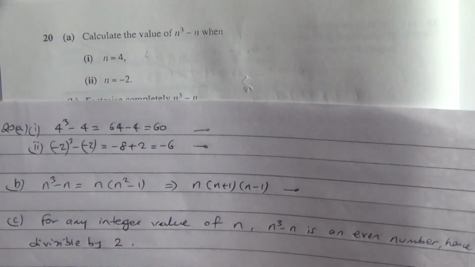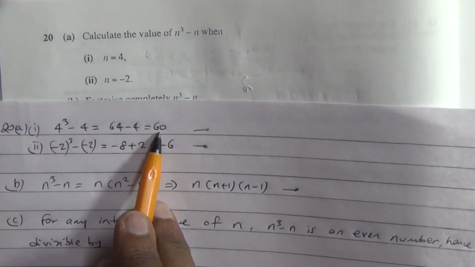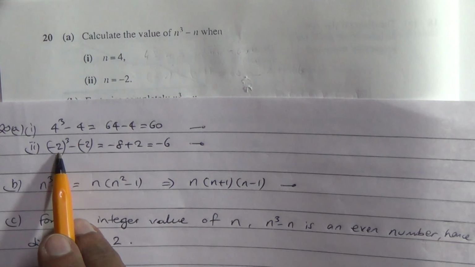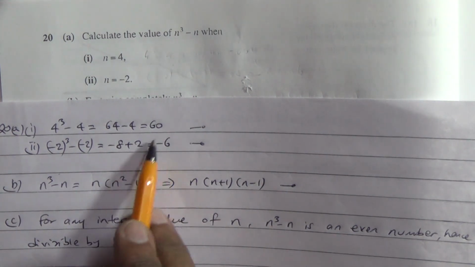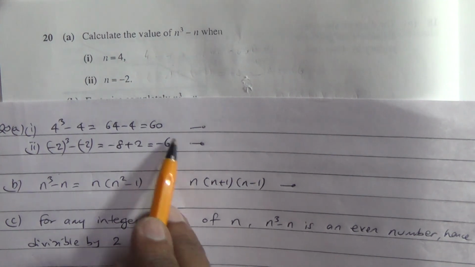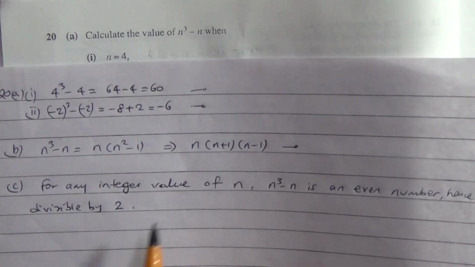How do we know this? Look here, the number was 4, the result is 60. 60 is an even number, and that's divisible by 2. Here it was minus 2, and the result is minus 6. Minus 6 is a negative even number, and that also is divisible by 2. So we reach that conclusion here.